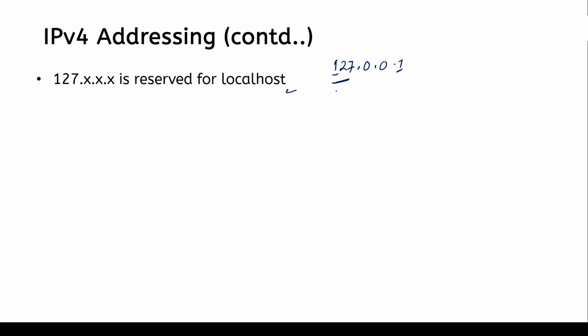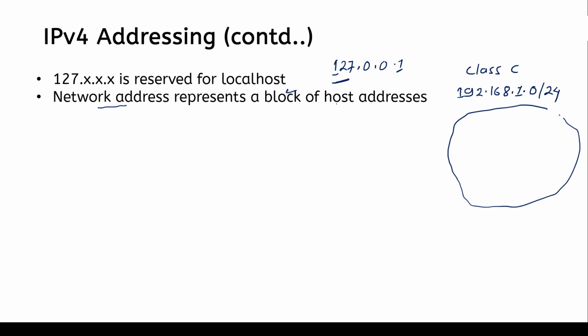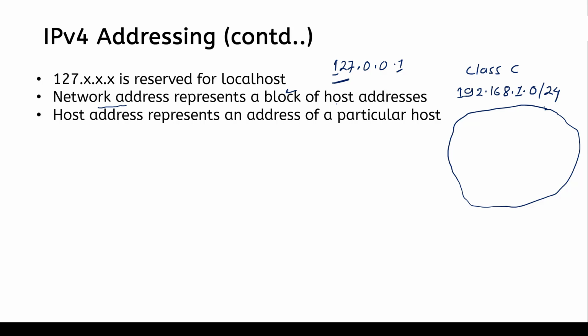Moving on to the next topic of IPv4 concepts, we should also understand that IPv4 addresses are classified into two: the network address and the host addresses. A network address represents a block of host addresses. For example, I have the network address 192.168.1.0/24. This is a network address of Class C. It represents a block of host addresses. In networking, a host address refers to an address that is assigned to a particular host.